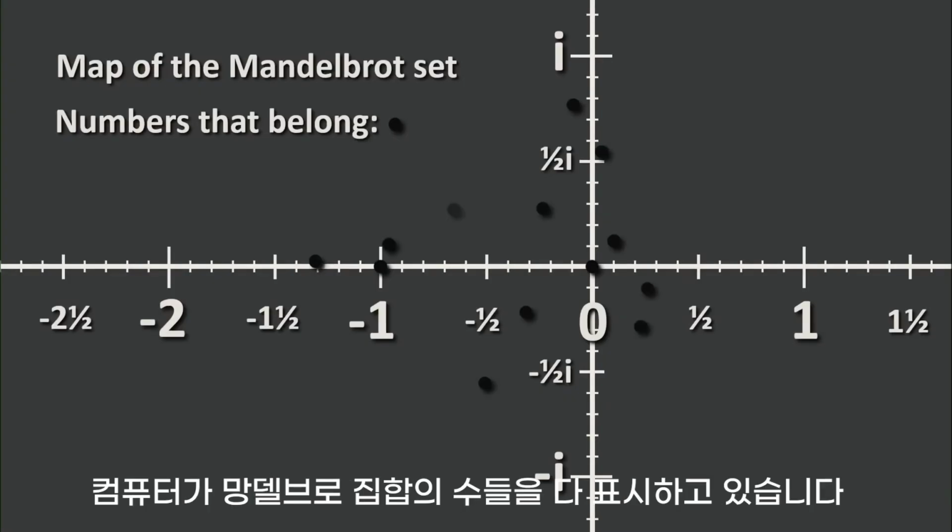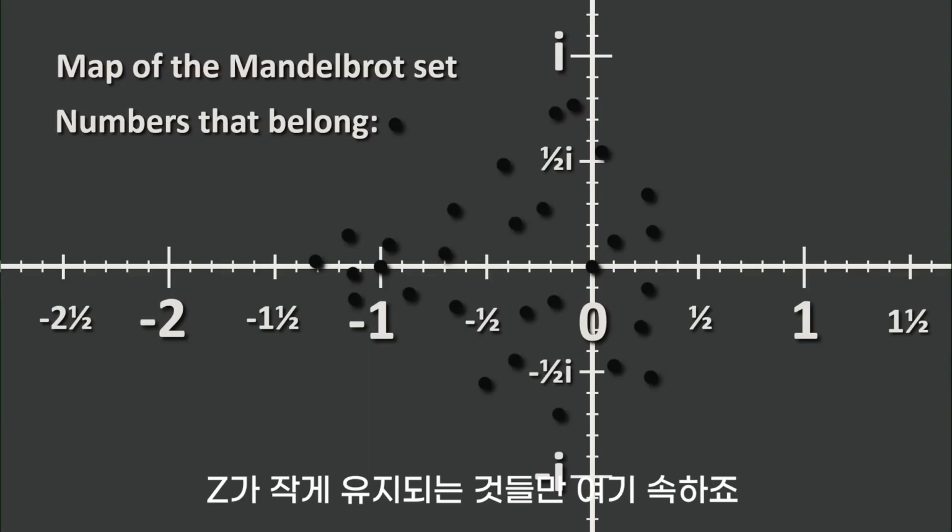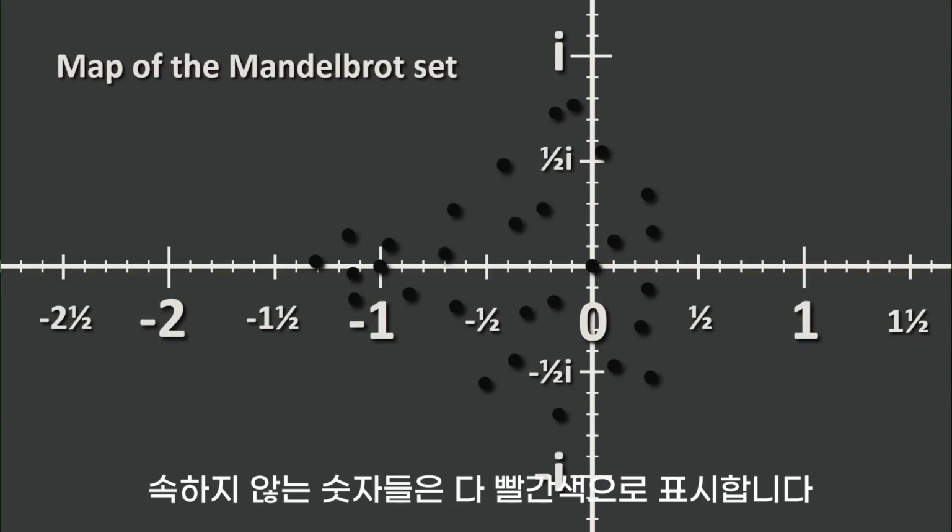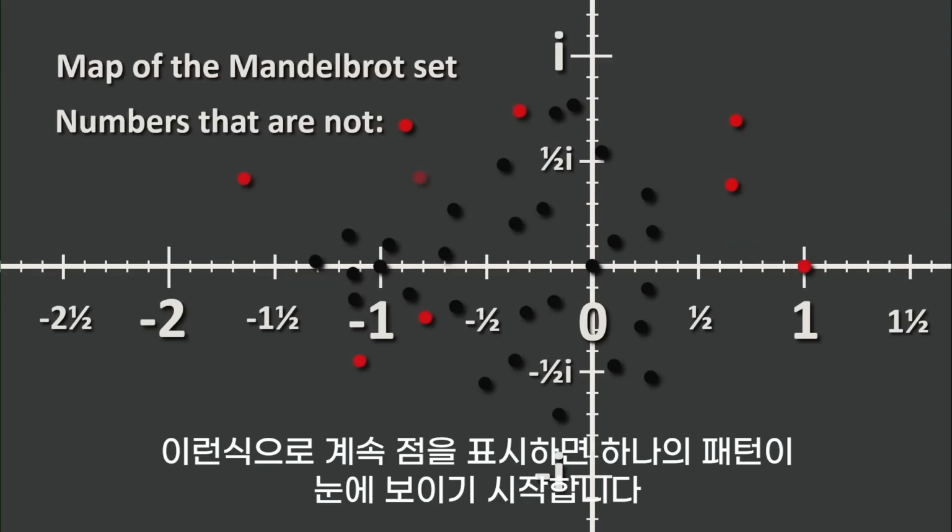And you have the computer check more points, and you find that all those points right there belong to the Mandelbrot set. When you run it through that formula, Z stays small. And then the points that do not belong, we'll color those red. And had we checked these other points, we would find that they do not belong. And so you see, as you plot more and more of these points, a pattern starts to emerge.